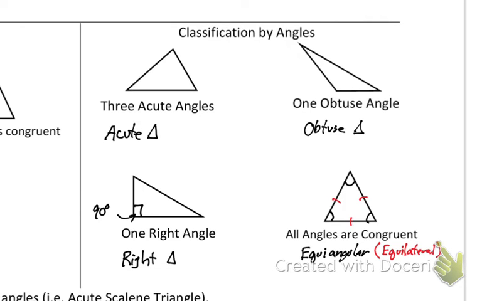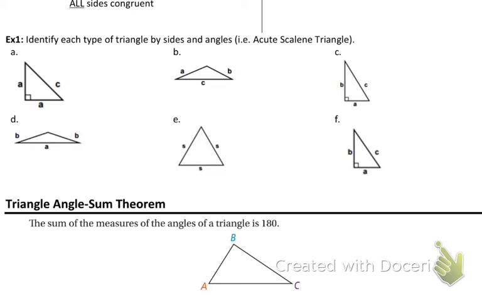Okay, now when we name triangles, we don't just go off the sides and we don't just go off the angles. We actually use both bits of information. So that's what we're going to do through A through F. It says identify each triangle by its sides and its angle. So if we have an acute triangle that's also scalene, we call it an acute scalene triangle. We typically put the angles first. So if I look at the very first one, we're looking for: are all three of them acute? Is there one that's obtuse? Is there one that's right? Or are they all congruent?